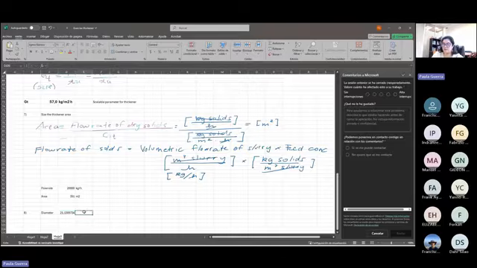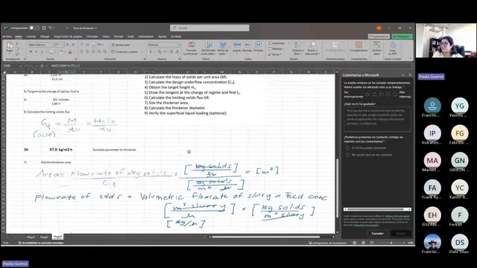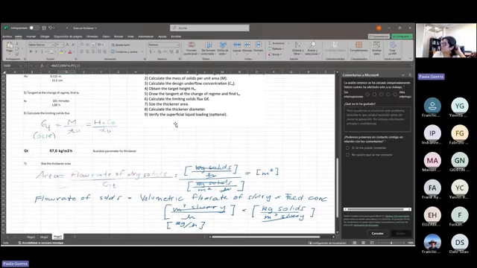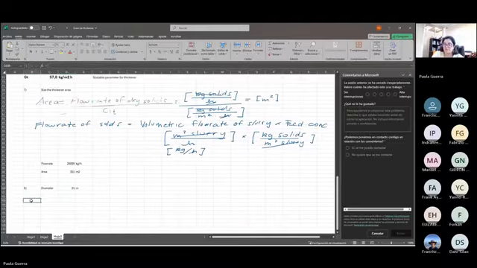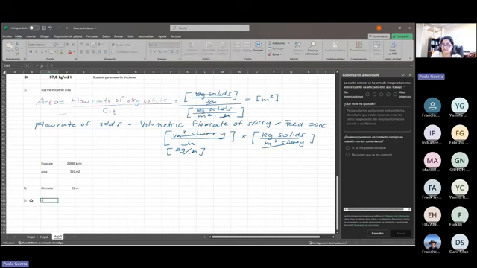This would be the size of our diameter. Okay. And finally, verify the superficial liquid loading. This one's optional, but we are going to calculate it anyway. Now, this parameter is calculated. I'm going to call it V0. I'm going to write it down.